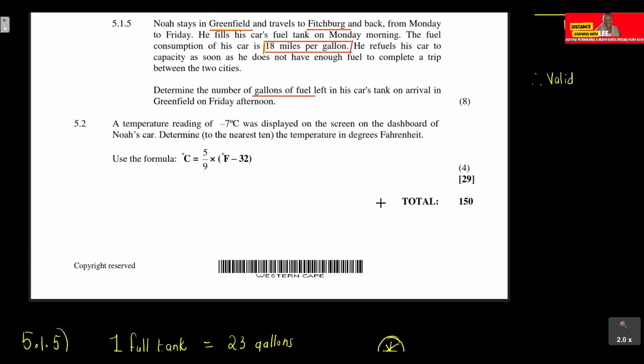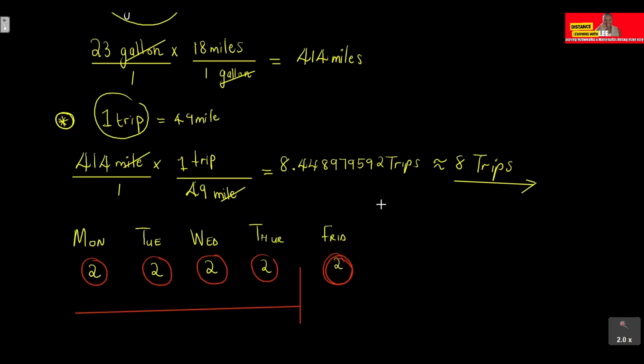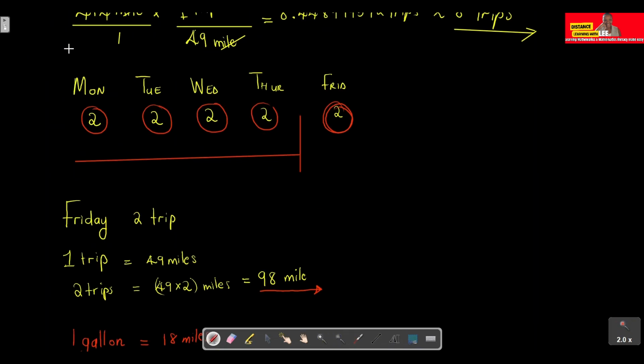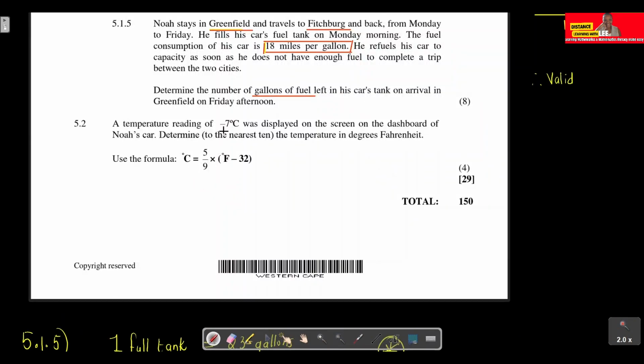Guys, let's have a look at the last question and we are going to call this a wrap. Question 5.2, we're basically going to be converting degrees Celsius to degrees Fahrenheit. We are given a temperature reading of -7 degrees displayed on the dashboard of Noah's car. We need to determine, to the nearest 10, the temperature in degrees Fahrenheit. We're given the formula that we're supposed to use. Here, guys, it's very simple.